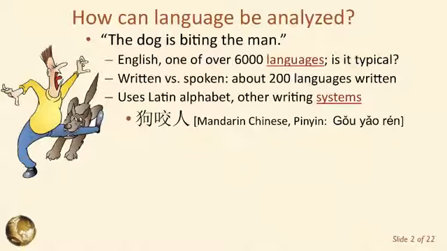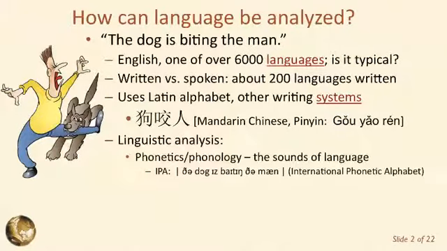Mandarin, you see the same sentence, the dog is biting the man, in Chinese. And you see that, in fact, the symbols there are quite different from what the English alphabet looks like. We can do a linguistic analysis of the sentence. We can look at the pronunciation. The dog is biting the man. I'm using fairly standard American pronunciation. If somebody was reading that who lived in Australia or in Great Britain, it would sound quite different.